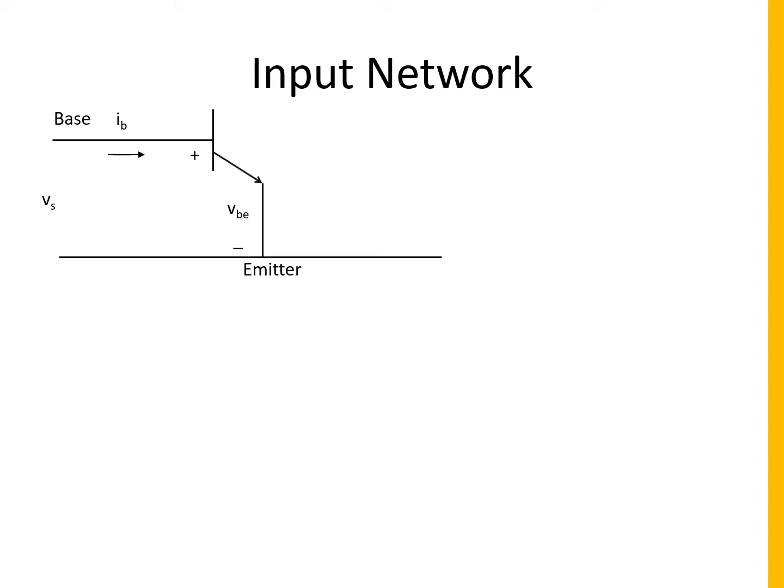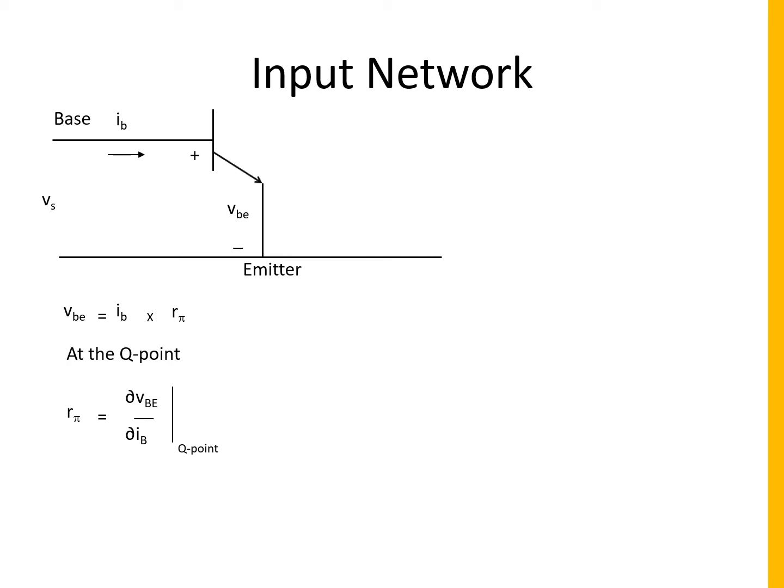vbe and ib can be related using a small signal resistance called r pi. It is this resistance which will represent the input port of BJT, and we need to find its value at quiescent point to be able to calculate it. At Q point, r pi is simply equal to any small change in VBE over any small change in IB. Notice the subscripts. VBE and IB are AC plus DC quantities. The subscript is in uppercase denoting DC and the letter is in lowercase denoting AC.